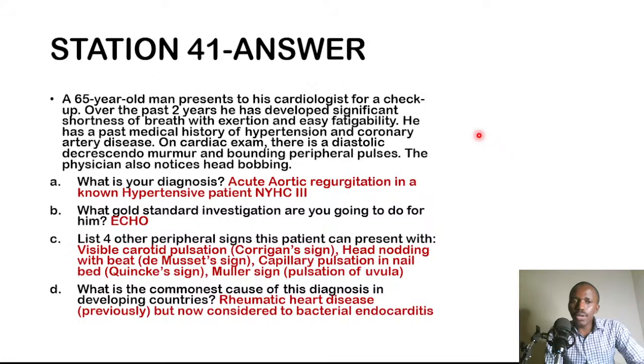The other signs are many signs of aortic regurgitation. You may have visible carotid pulsations. We call that a Corrigan sign. You may have nodding of the head like a bubblehead, those things that you keep in a car. You call that a De Musset sign. You may have capillary pulsations in the nails. You call that a Quincke sign. You may have even pulsations of the uvula. You call that a Müller sign.